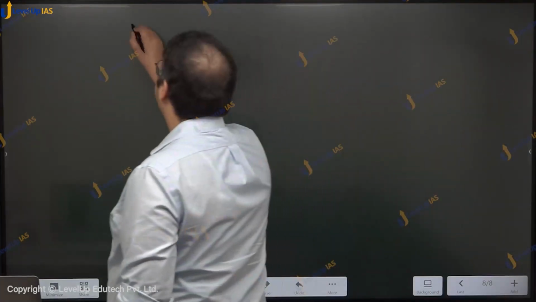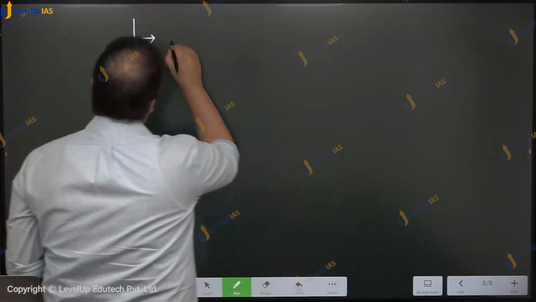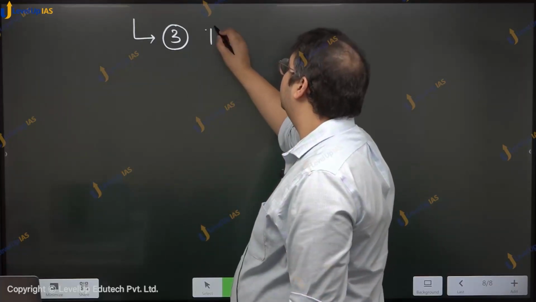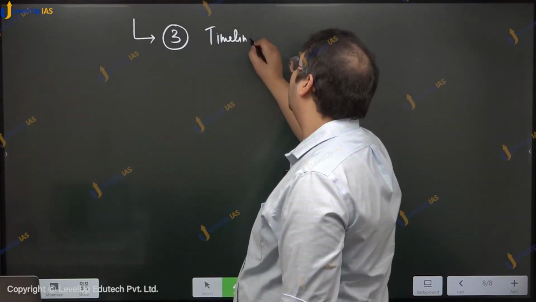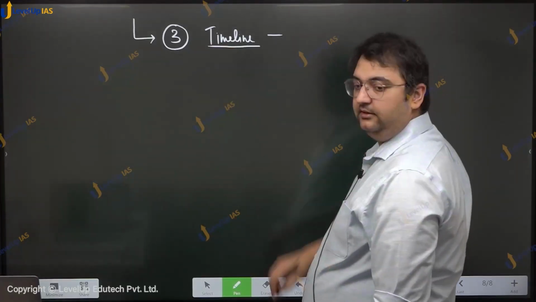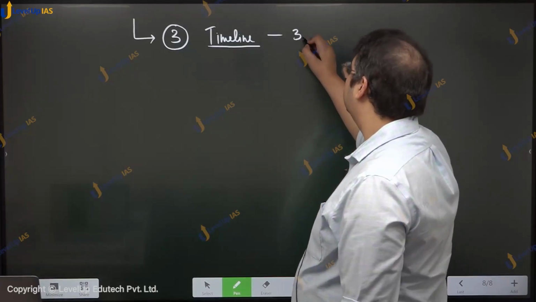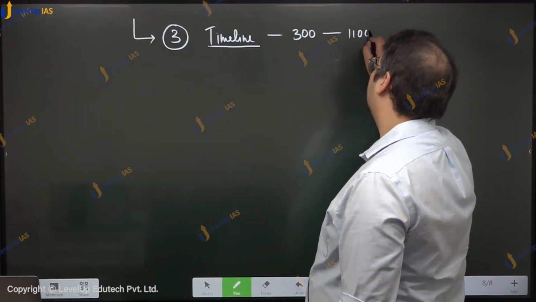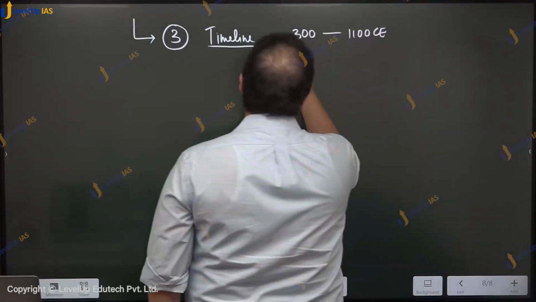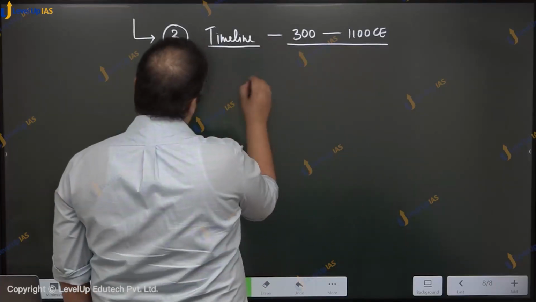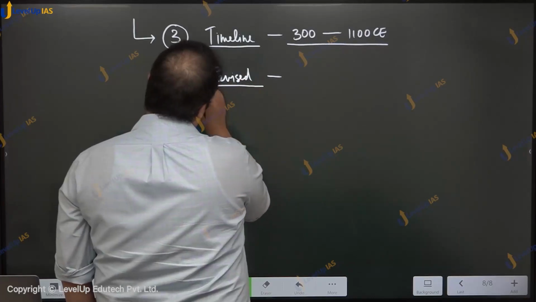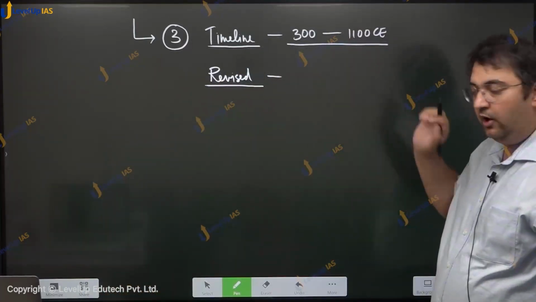Thirdly, the revisionist historians have also challenged the timeline provided by R.S. Sharma for the phenomenon of urban decay. R.S. Sharma ने क्या timeline provide किया है? 300 से लेकर के 1100 CE तक. ठीक है. रिविजनिस्ट हिस्टोरियंस क्या बोलते हैं? That it was never this long lasting.